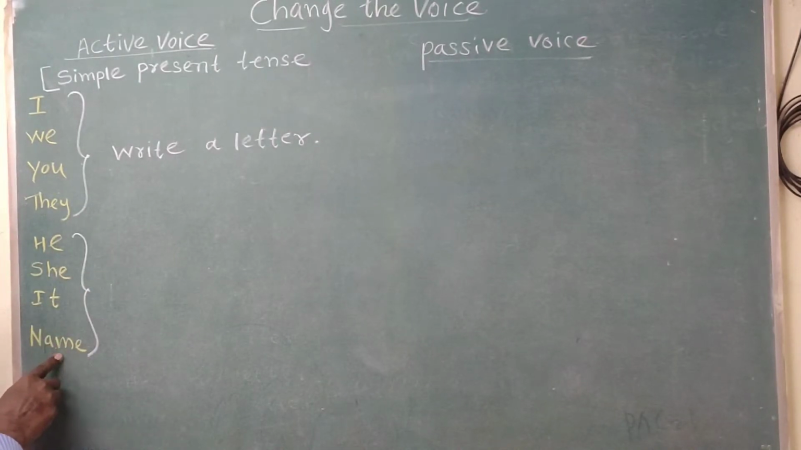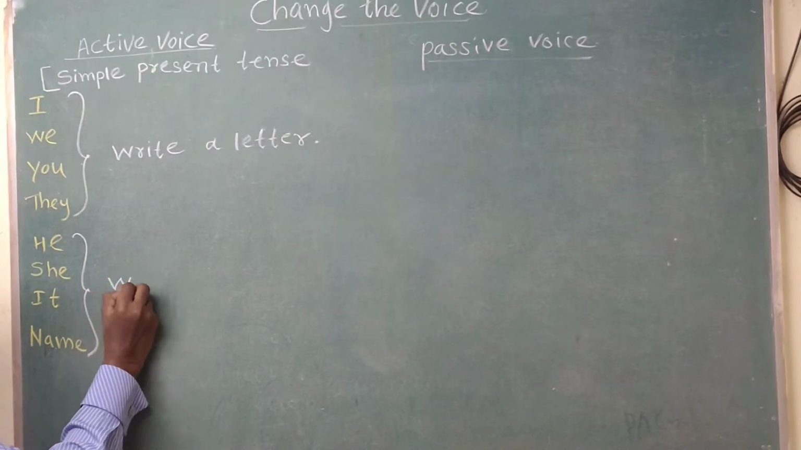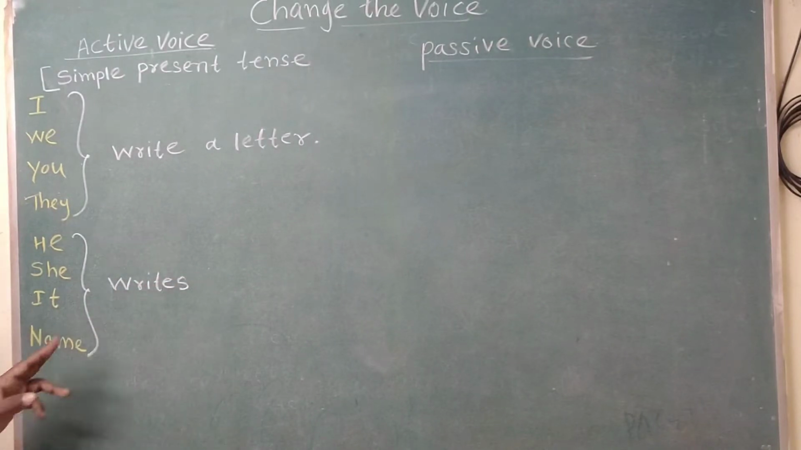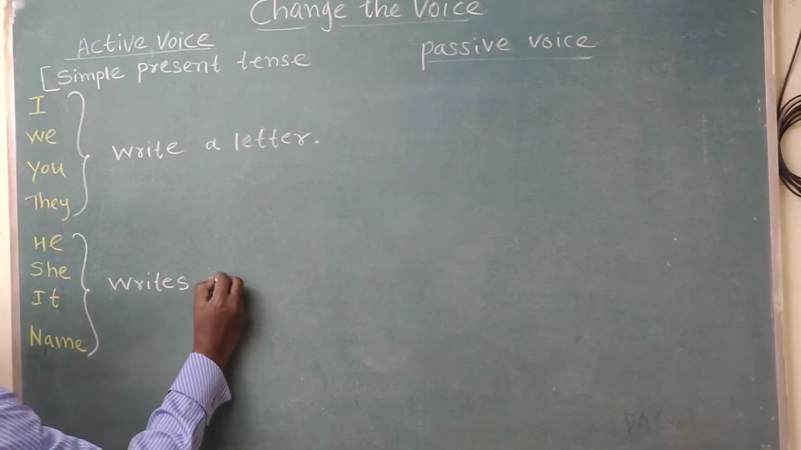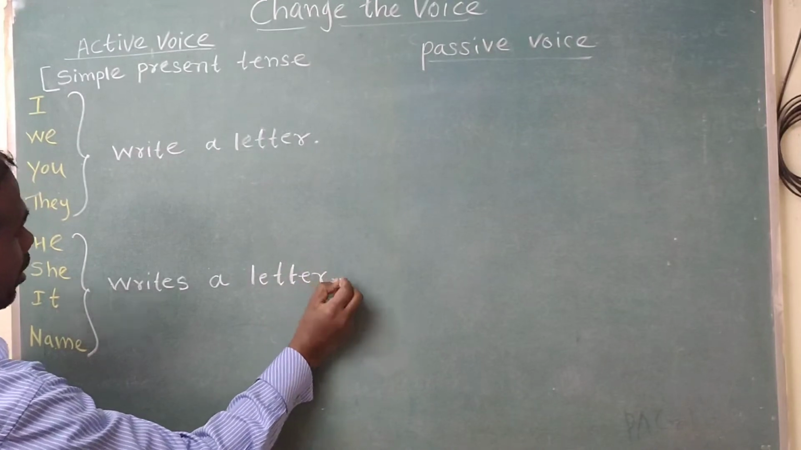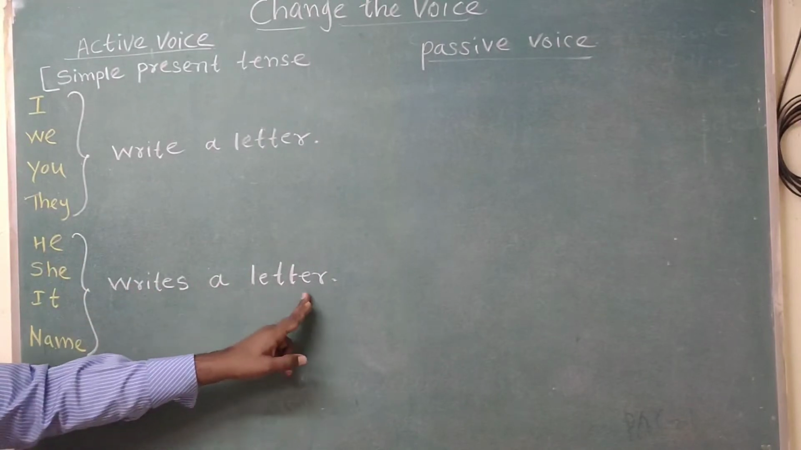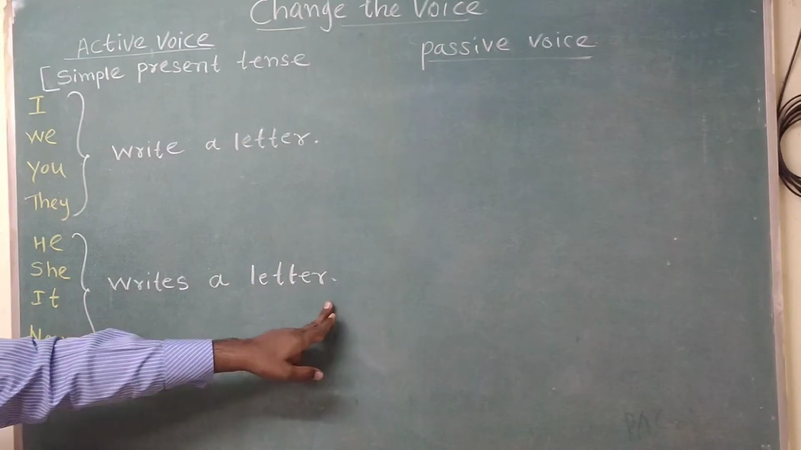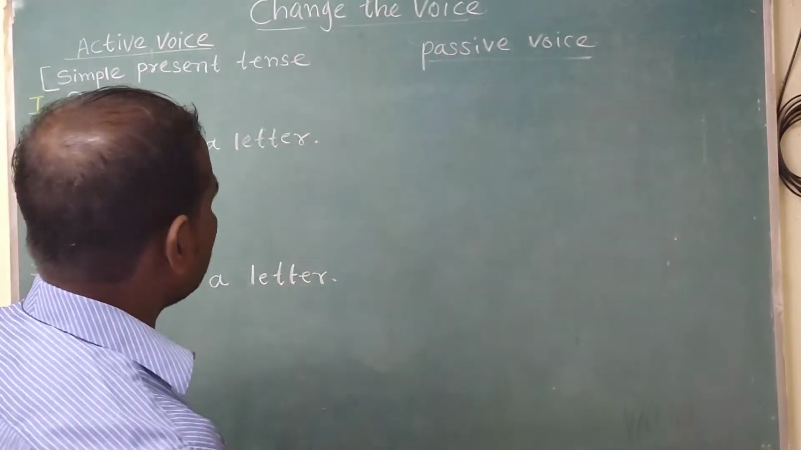Name means any name we can consider here. That time what do we have to do? We have to take the first form of verb plus s or es. Here we will attach s. So it will be writes. Then a suitable object, that is a letter. Now here the sentences are he writes a letter, she writes a letter, it writes a letter, name writes a letter. Now how this sentence is converted into passive voice, that we'll see.